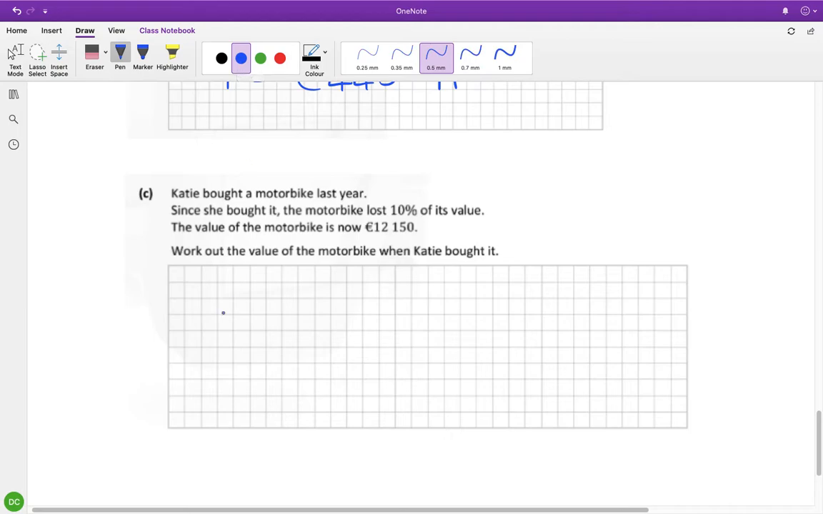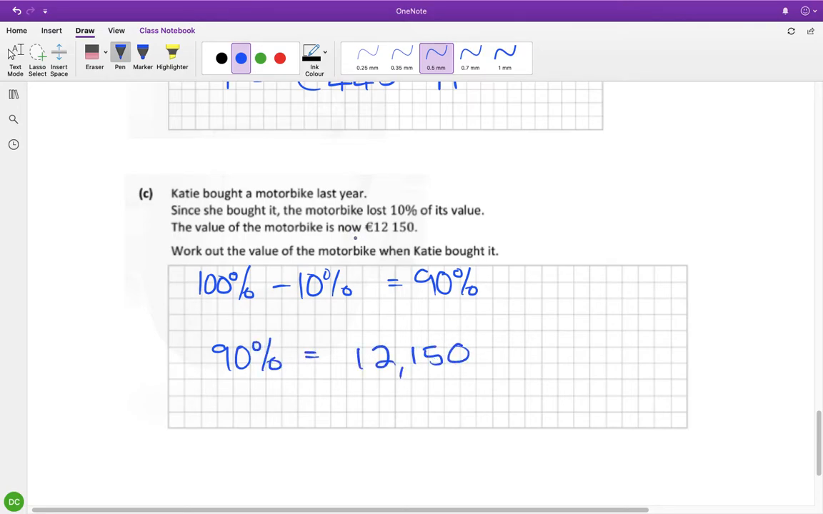Okay, so when she bought it, it would have been 100% value. It's lost 10% of that, so it's now at 90% of its original value. And 90% is equal to €12,150 because it says it's lost 10% and it's now worth this much. So these are the questions where the easiest thing to do is always go back to 1% and then bring yourself up to 100% because that's what we're looking for. What's the value when she bought it?